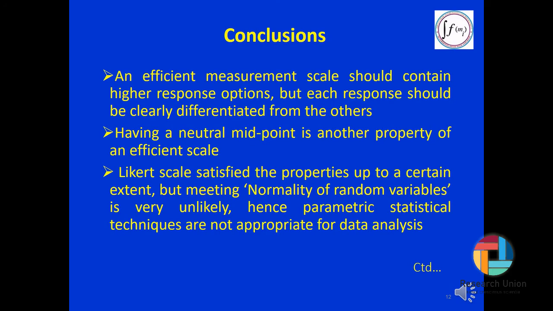An efficient measurement scale should contain many response options, but each response should be clearly differentiated from the others. There should be a neutral midpoint. The Likert scale satisfies some of these properties, but it has some weaknesses. As I said earlier, achieving normality of random variables is very unlikely. Hence, parametric statistical techniques are not appropriate for data analysis when the variables are measured by Likert scales.